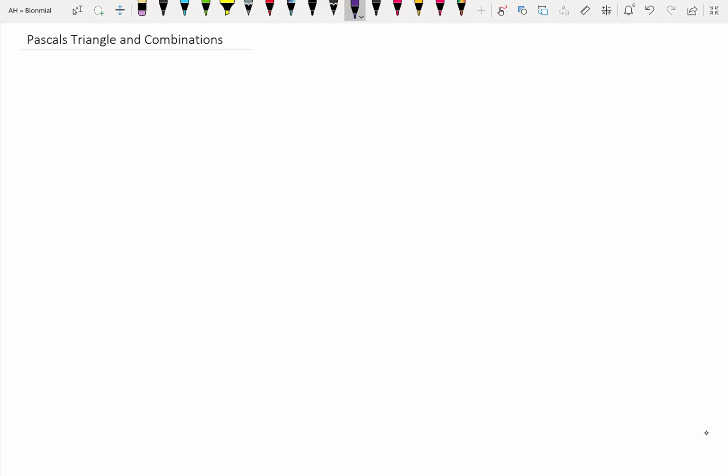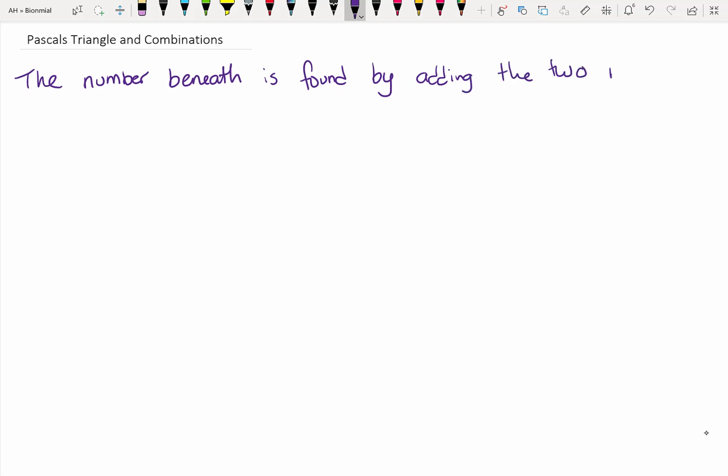Okay, so here we're looking at Pascal's triangle and its link to combinations. A quick reminder on how we look at Pascal's triangle: the number beneath is found by adding the two numbers above it. Depending on our application, depending on our intention, will depend on how high up we start.